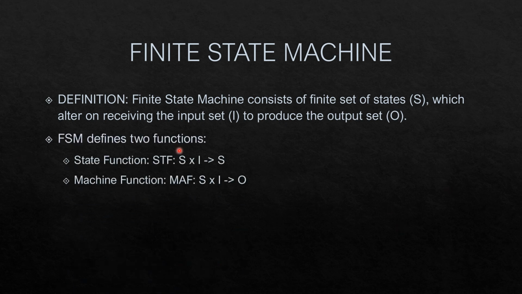The FSM defines two functions. The first one is the state function STF, represented by S cross I, giving us the next state that it should go to, and the machine function MAF is defined as S cross I, giving us the output that it will generate.